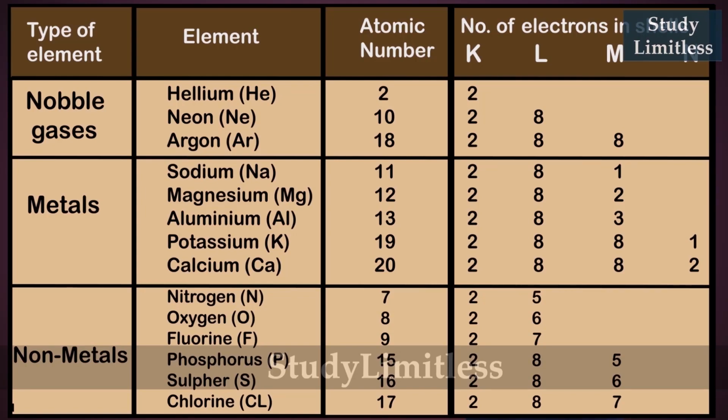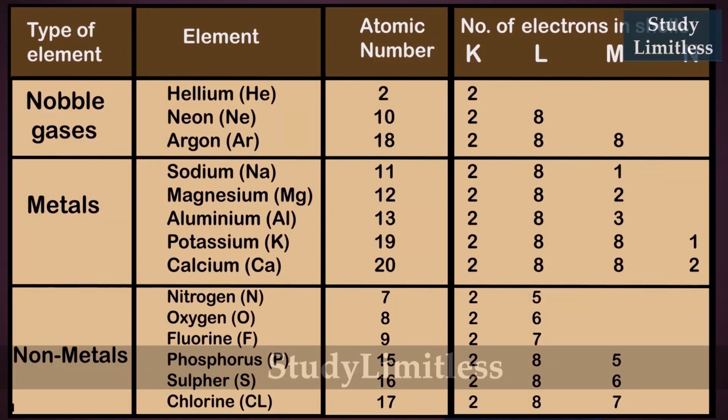Then you have phosphorus, which has 15 electrons in total, and hence you have 2, 8, 5 as the electronic configuration with 5 electrons in the outermost shell. Then sulfur, you have 16 electrons, 2, 8, 6, which is the electronic configuration, and you have 6 electrons in the outermost shell. Then chlorine with 17 electrons in totality, and the electronic configuration being 2, 8, 7 with 7 electrons in the outermost shell. Now let's compare these non-metals to the metals.